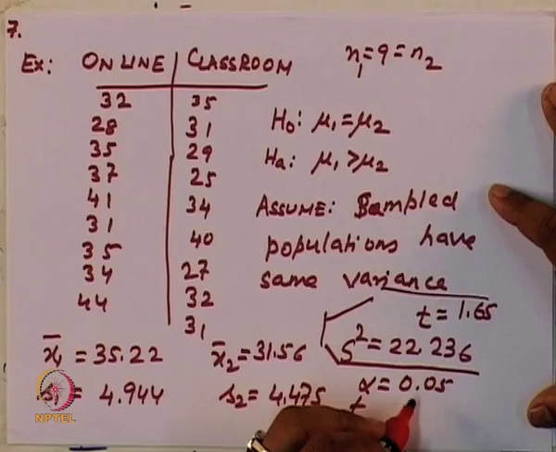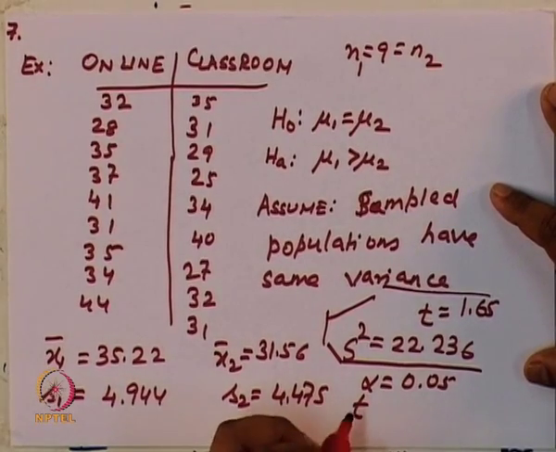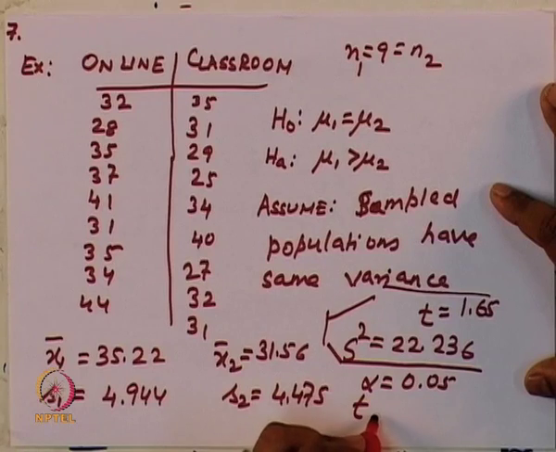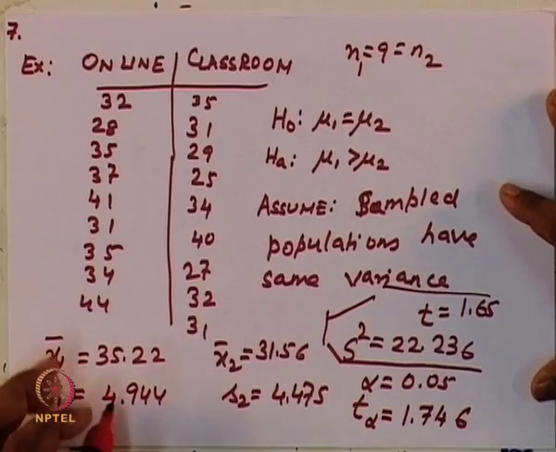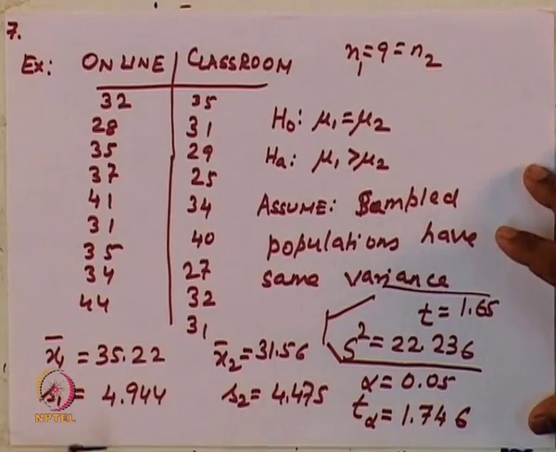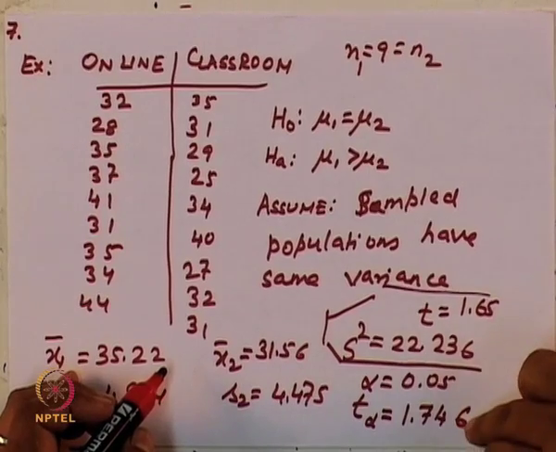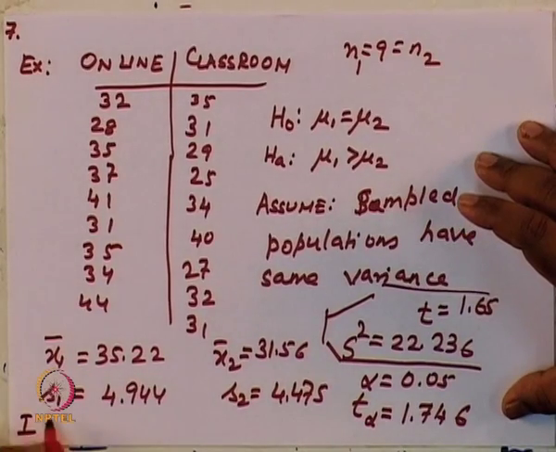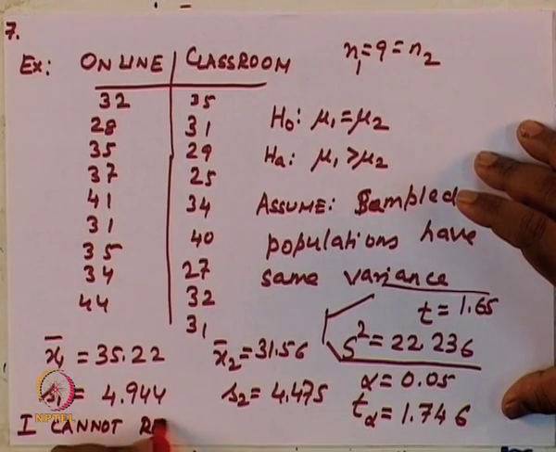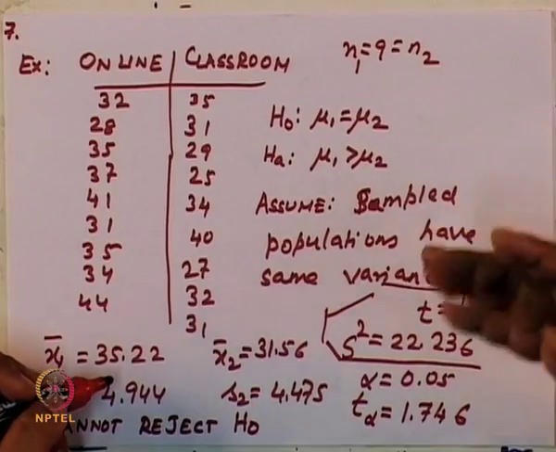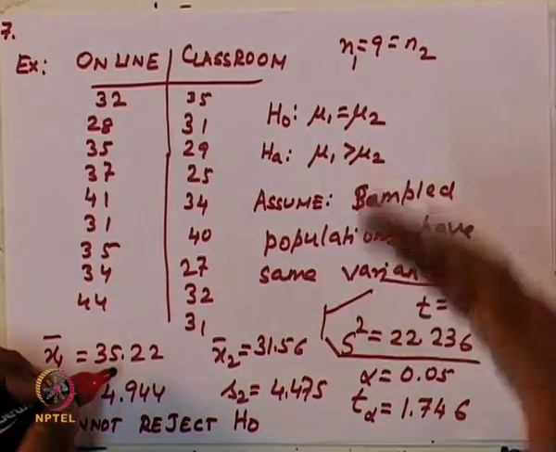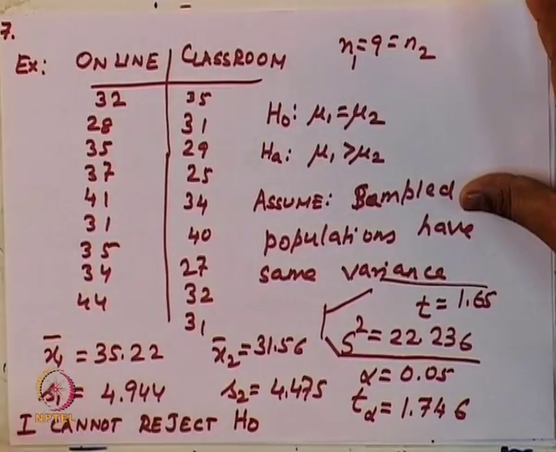and for alpha equal to 0.05, you can calculate T of alpha as 1.746. So, what you can clearly see is because this value is less than this value, I cannot reject H naught. So, I need to increase the sample size in order to say anything about whether the performance remains same or it changes.